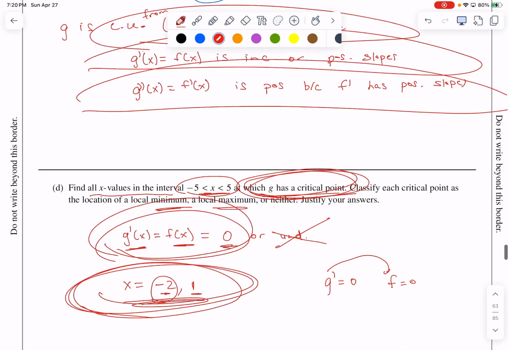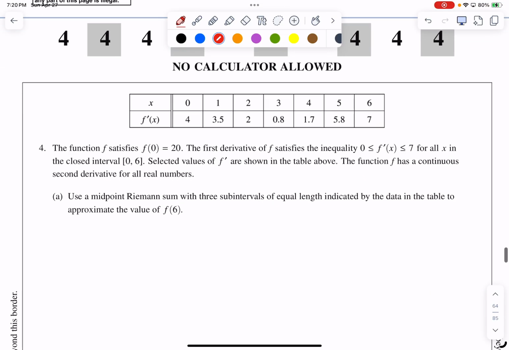Okay? All right, go to number 4. Here we go. Oh, let's stop real quick.